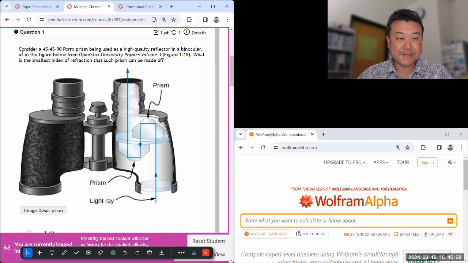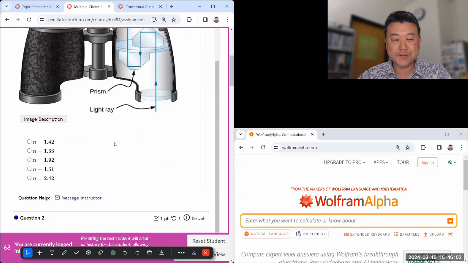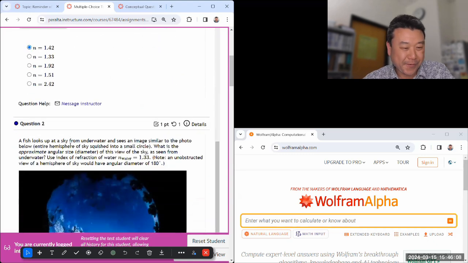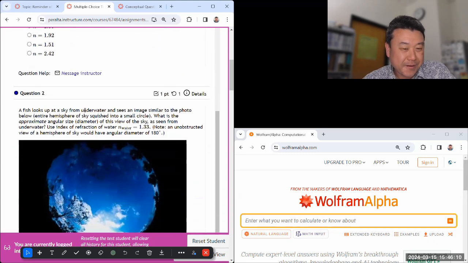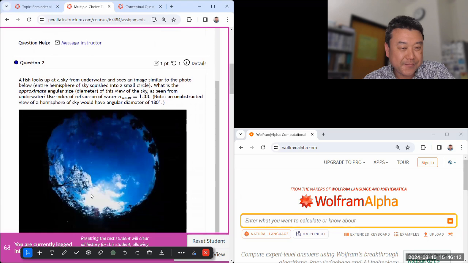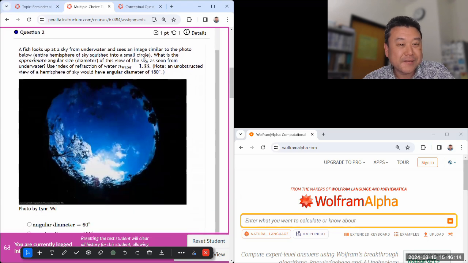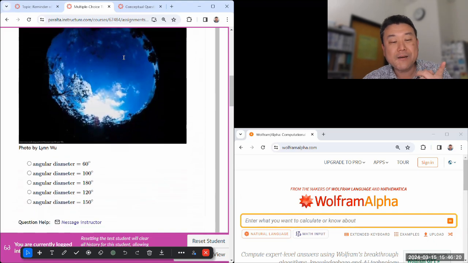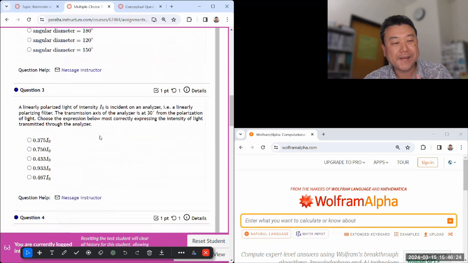All right. I've seen this question, and that helps me because before, when I saw this question, I worked out the numbers and I said it should be 1.42. So I'm gonna answer that and then move on. A fish looks up at a sky. Oh yeah, this is a fun picture. What is the approximate angular size? Oh wow, that is a difficult question. I'm gonna skip it for now and come back. It might be this, but I'm gonna skip it for now and come back.